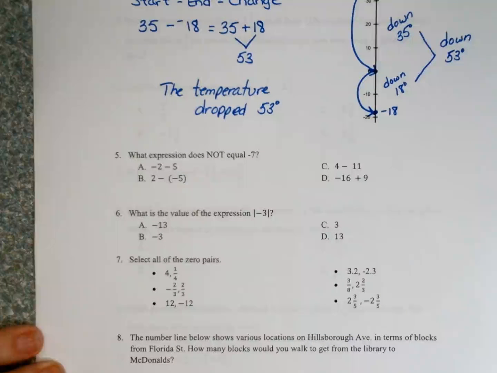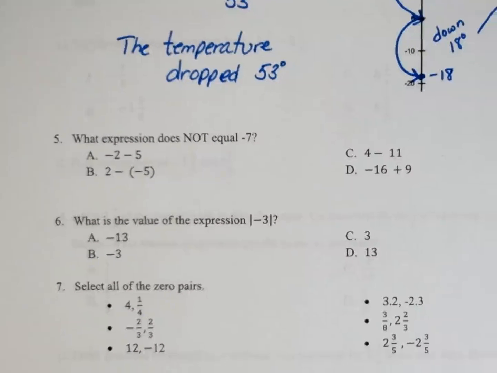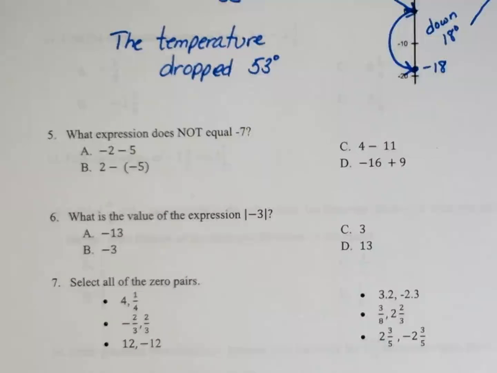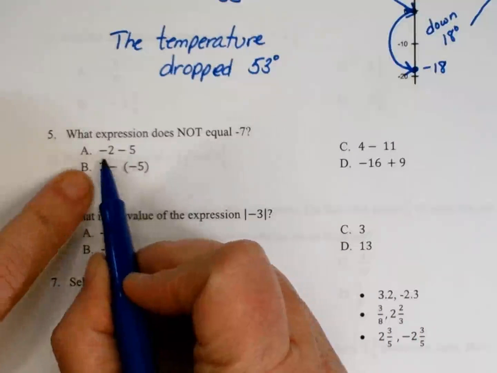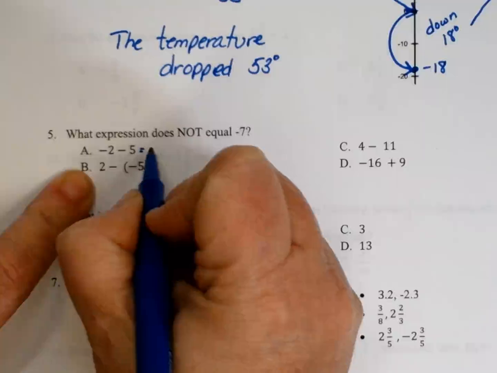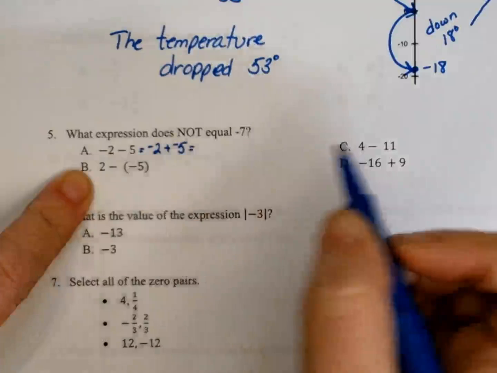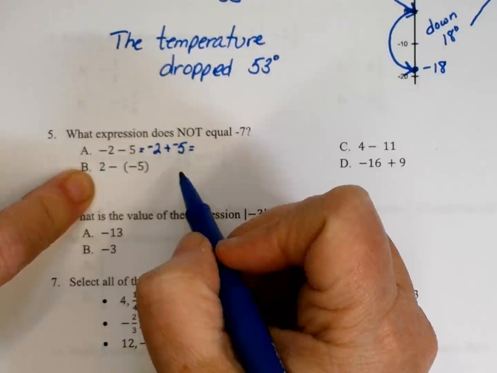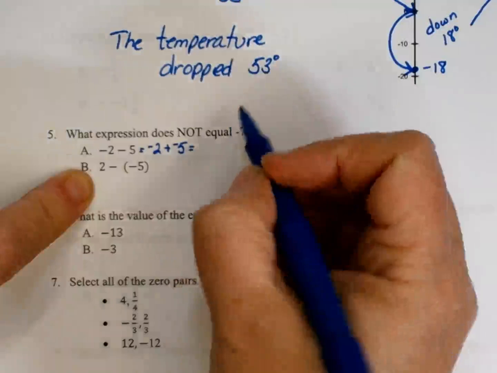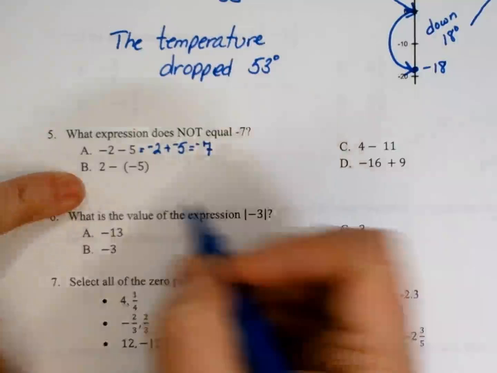Let me zoom this in a little bit closer for you. There we go. All right, so what expression does not equal negative 7? Well, the way to figure that out is to just figure them all out. So let's start with A. I have negative 2 minus 5. Well, that can also be written as negative 2 plus negative 5. If my signs are the same, I just add them together and keep the sign. So 2 plus 5 is 7, and they're both negative, so my sign is negative. So that one does equal negative 7.